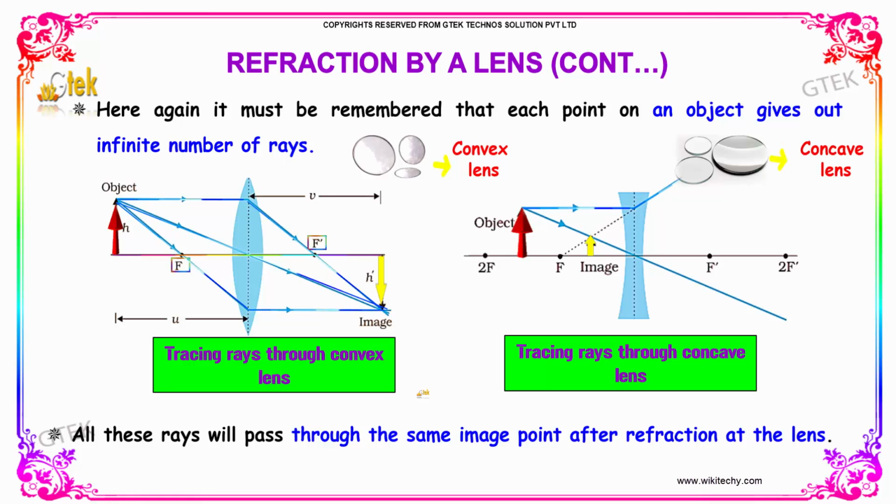Here again it must be remembered that each point on an object gives out an infinite number of rays. All these rays will pass through the same image point after refraction at the lens.